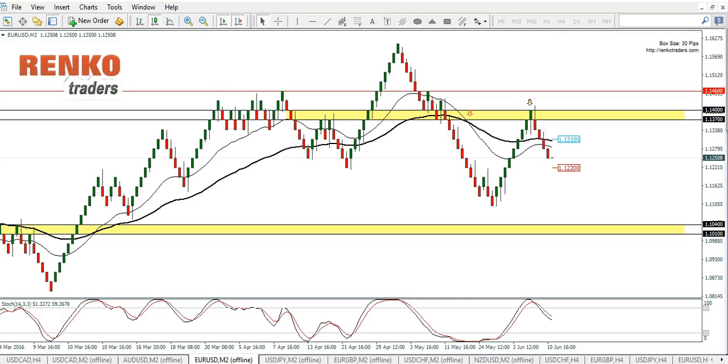Hello traders, today we will discuss the moving average crossover trading strategy as outlined on the renkotraders.com website. For those of you who are directly visiting this video, you can click on the link in the comment section and read in detail about this trading setup.